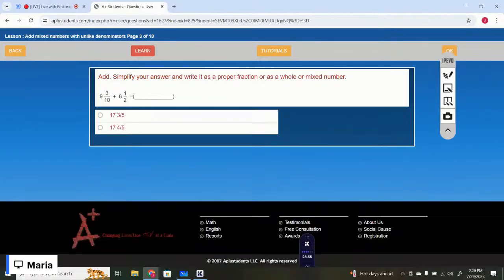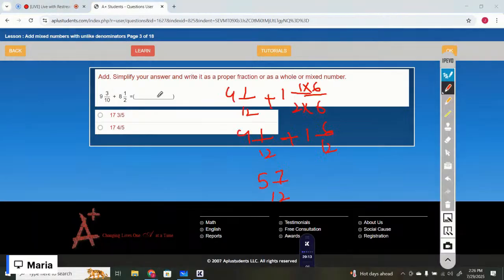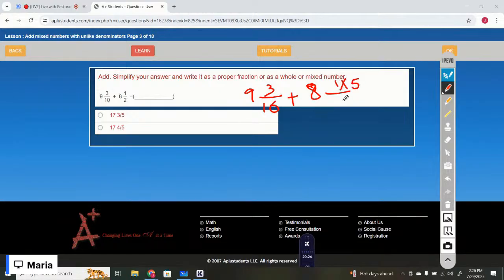Okay, the next one is 9 whole 3 by 10 plus 8 whole 1 over 2. 2 times 5 is 10. So we need to multiply this fraction by 5. 1 times 5 is 5, 2 times 5 is 10. 9 whole 3 over 10 plus 8 whole 5 over 10.